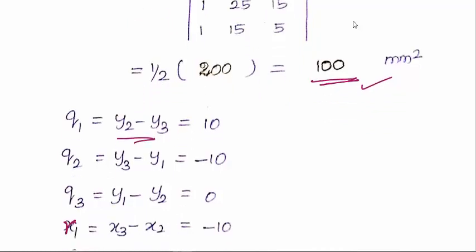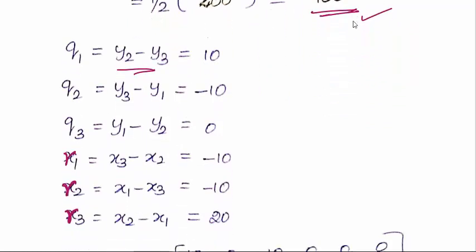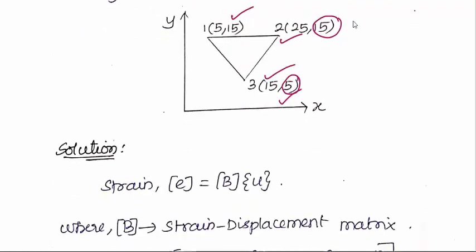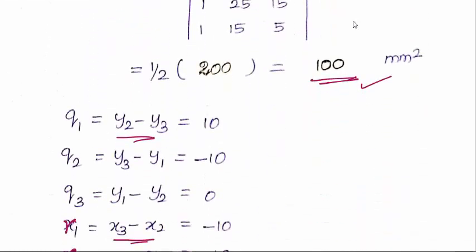These are the formulae to calculate the values of R1, R2 and R3. The formula for R1 is x3 minus x2. In the problem, x3 is 15, x2 is 25. So 15 minus 25 is minus 10. So that is the value of R1.